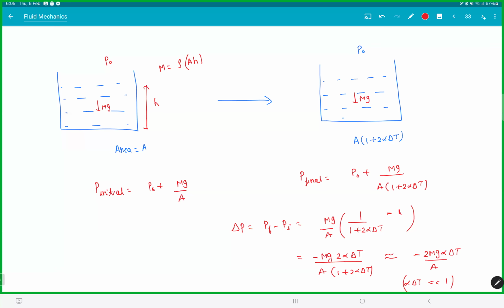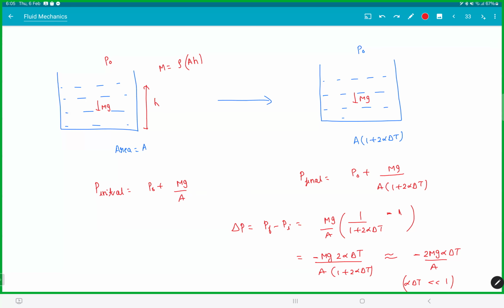Always check the options. Sometimes they will give this. You will get till here and you'll not understand what to do. They used binomial approximation. And kind of makes sense because 1 plus alpha delta T is derived under the assumption alpha delta T is very small.